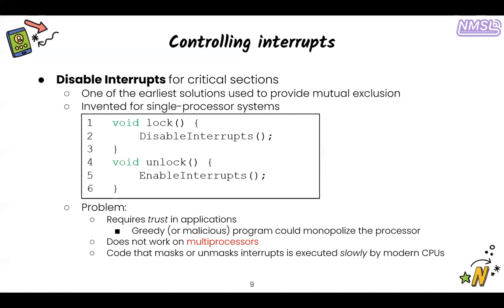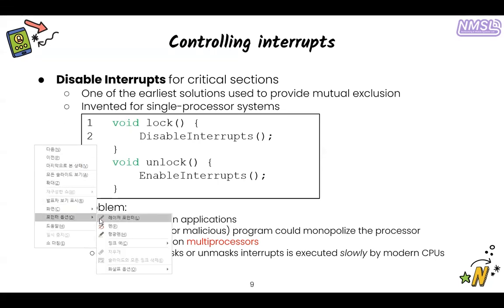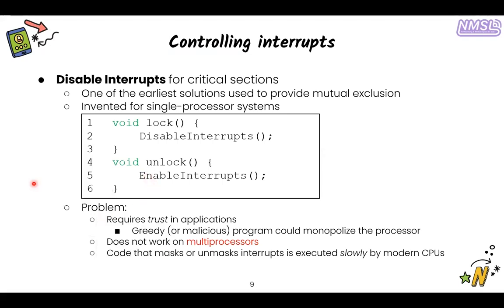So perhaps what we could do is, when we're going into the critical section, I will disable interrupts. I don't want untimely interrupts. I'm just going to disable them. So this was one of the earliest solutions, invented a long time ago. We're thinking about single processor systems. So basically void lock is disable interrupts. Unlock is back to enabling interrupts. Very simple.